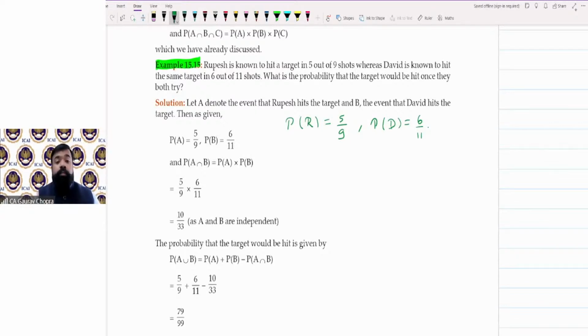Now, our ultimate aim is that the target is hit, whether it is done by Rupesh or by David. So how many possibilities are there? We can see all the possible cases. This is Rupesh, the other one is David. The target can be hit by Rupesh but not David, or by David but not Rupesh, or by both of them. All these three conditions are favorable to us. So either the first will happen, or the second, or the third. This question can be solved in two different ways.